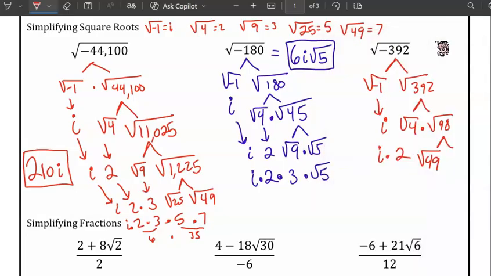And that gives you 2. So then we have i times 2 times 7 times the square root of 2. We can't reduce 2 anymore, so we have our simplified square root of 14i square root 2.